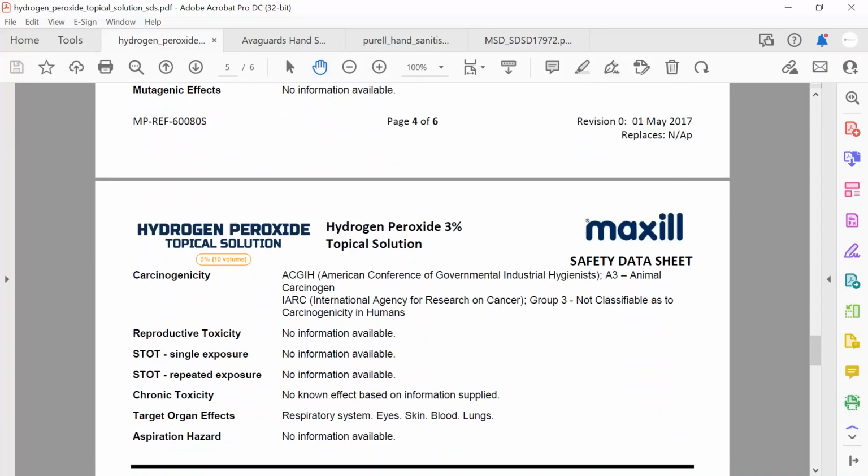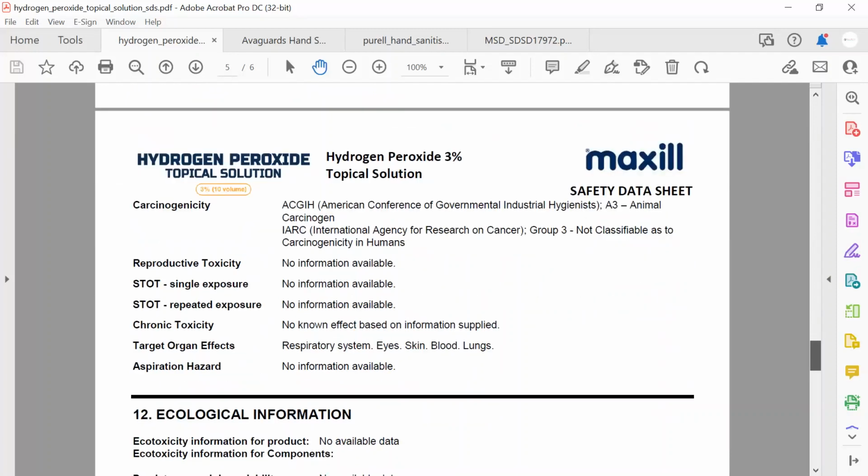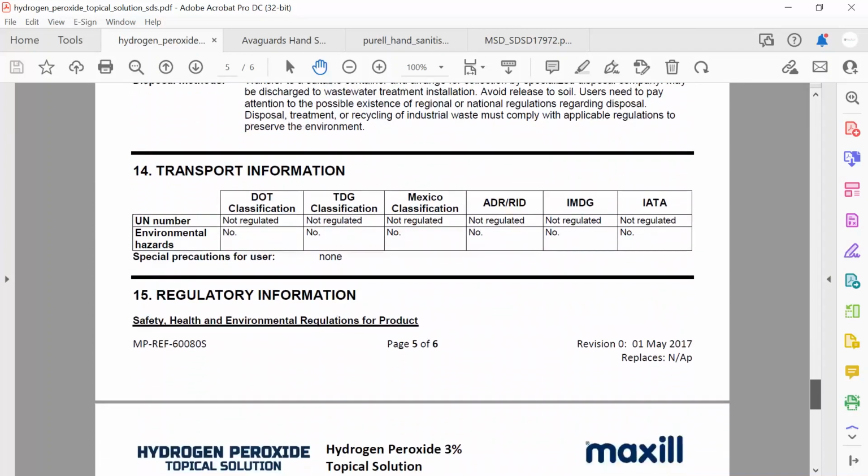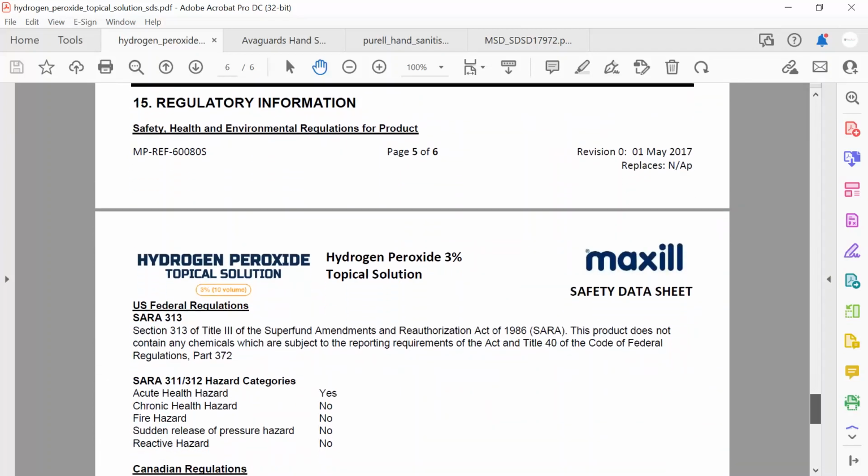It does say that for some of the testing, they were not able to find any reproductive toxicity or single exposure issues or repeated exposure issues. But it does talk about specific target organs, meaning the respiratory system, your eyes, your skin, your blood, and your lungs. So again, that's why PPE is so important. And a lot of people don't wear PPE with hydrogen peroxide, just like they don't wear it with the rubbing alcohol. So please take care of yourself and your coworkers and ensure people are following the right policies and procedures.